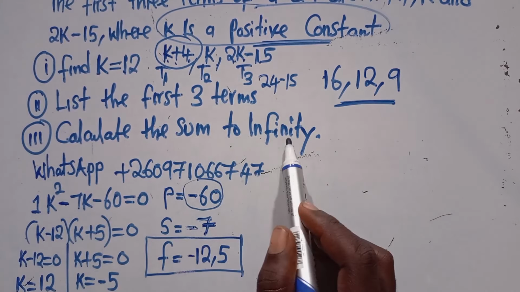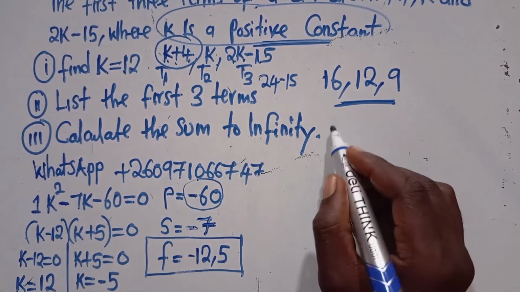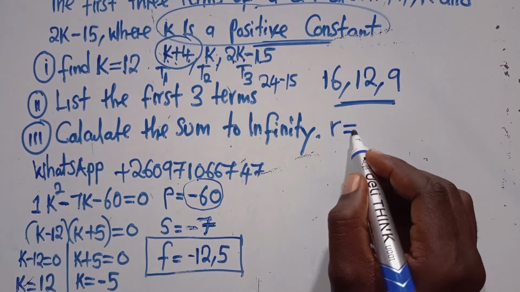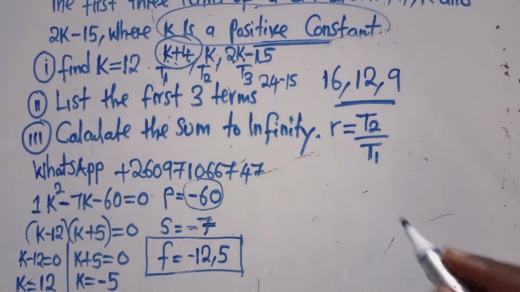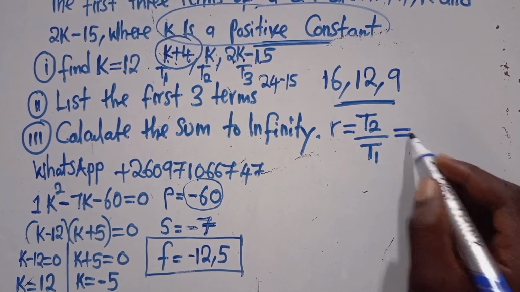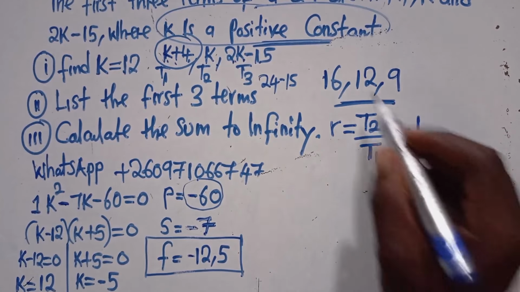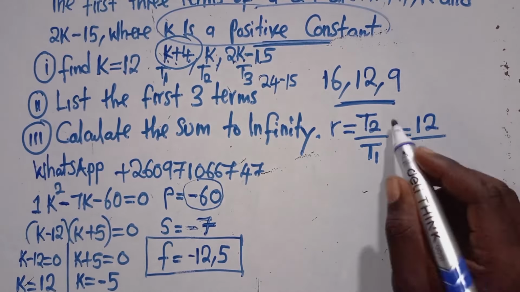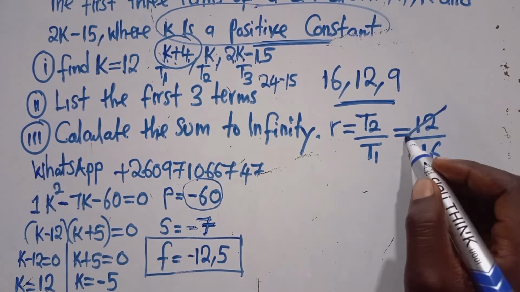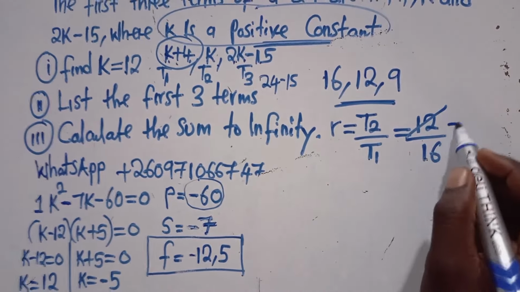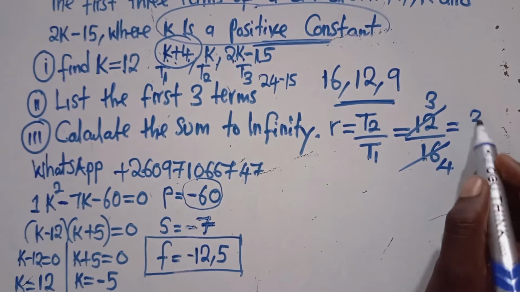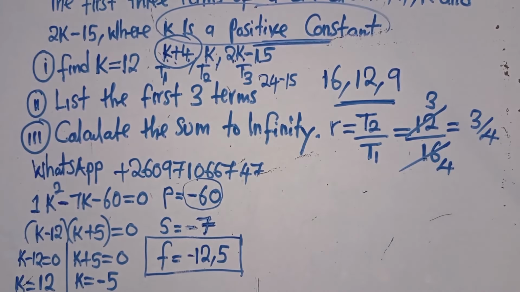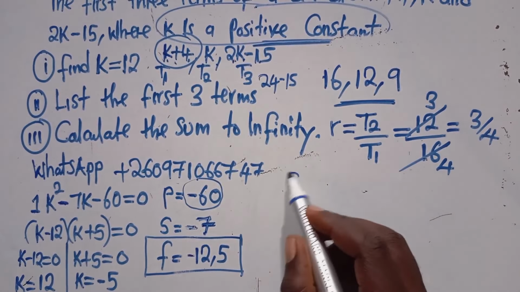Calculate the sum to infinity. How do we calculate sum to infinity? First, you find the common ratio. Common ratio is equal to second term over first term. What is our second term? Second term is this 12 that is there. First term is that 16. 4 into 12, that is 3. 4 into 16, that is 4. So it is 3 over 4.